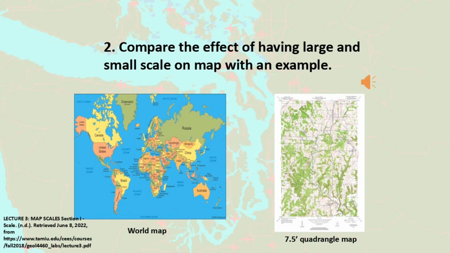Second practical highlight question. Compare the effect of having large and small scale on map with an example. The answer is a small scale map covers a larger geographic region while a large scale map covers only a relatively small geographic area. For example, a world map is the example of a small scale map, while a 7.5 minute quadrangle map is the example for a large scale map.